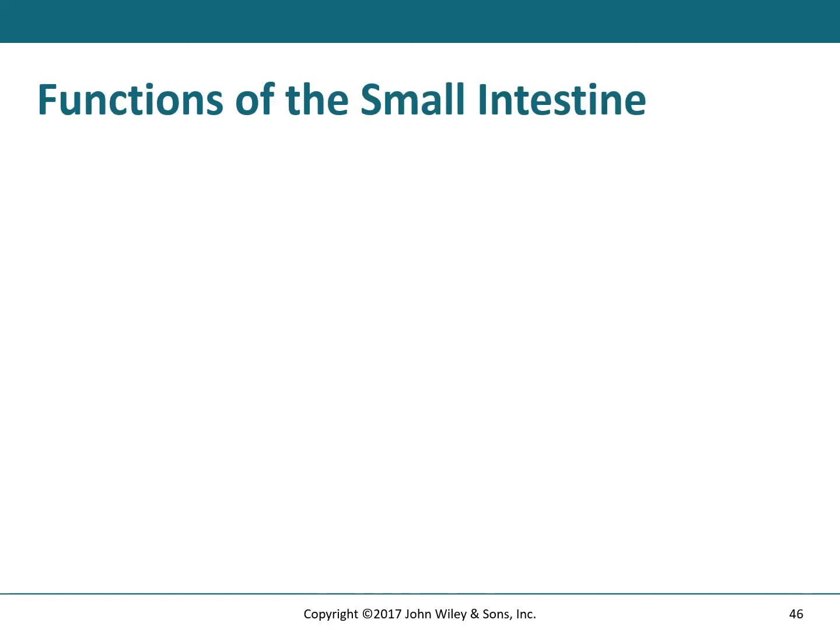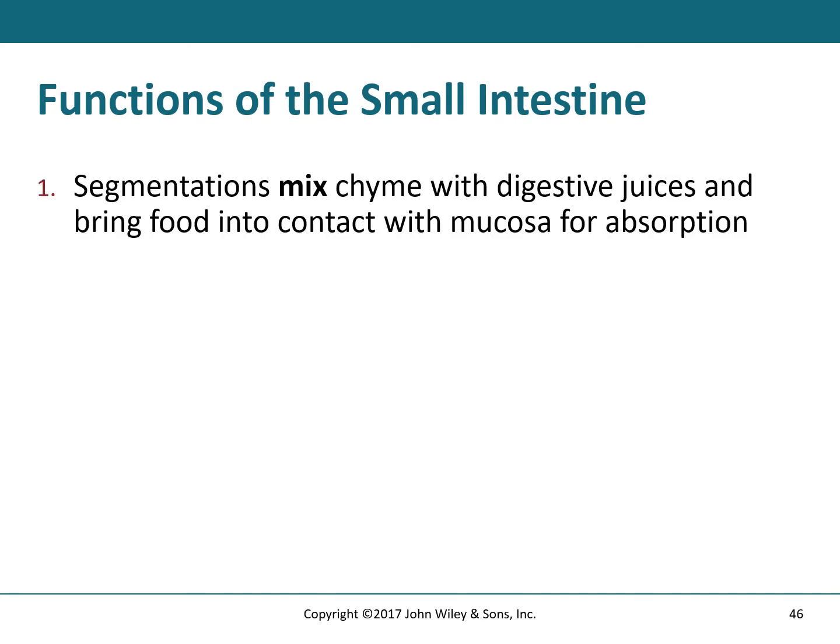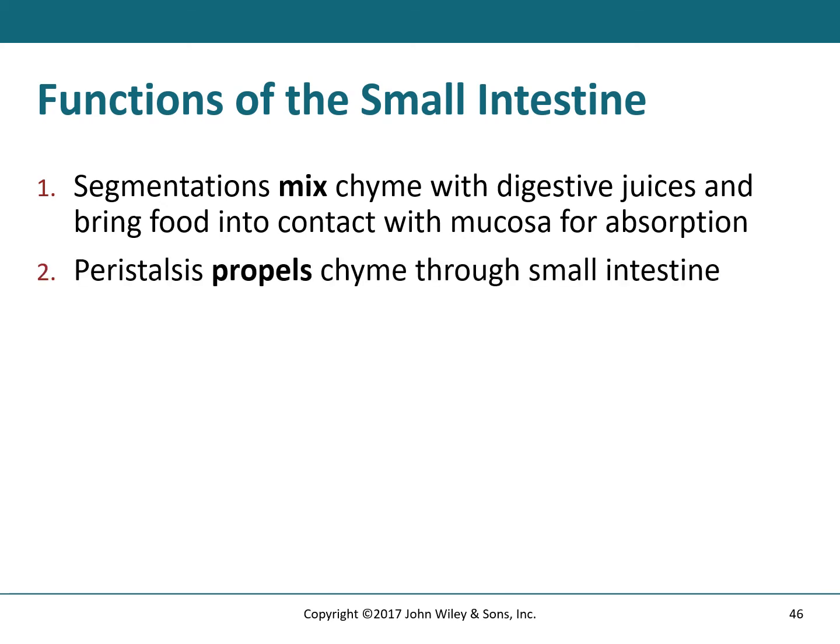The small intestine has four main functions that we'll discuss. The first is a mixing process, and it's actually occurring via segmentations, and they mix chyme with digestive enzymes, and this brings the food in contact with mucosa so that it can absorb the nutrients from the food. Segmentations are localized mixing contractions, and these occur in different portions of the intestine when they're distended by food.